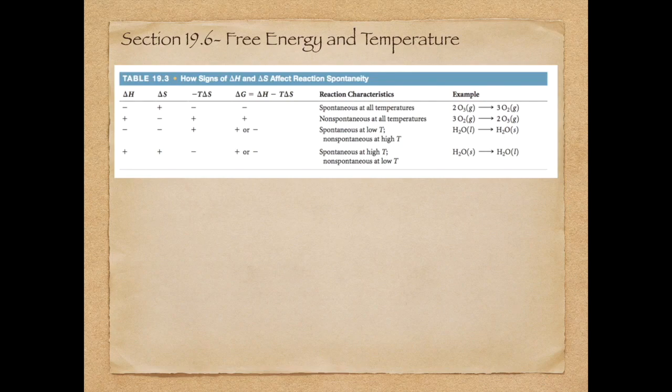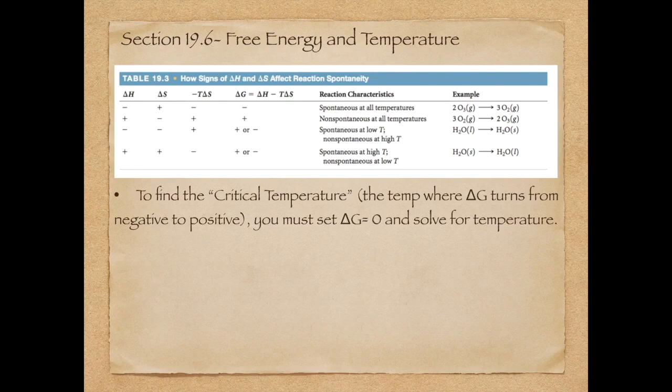In contrast, if your delta H is positive and your delta S is positive, then if your temperature is very, very large, your delta G will be negative, meaning it's going to be spontaneous. But if you have a very low temperature, your delta H is going to take over, which means the equation is going to produce a positive delta G, and therefore your reaction is going to be non-spontaneous. So to find the critical temperature, the temperature where delta G goes from positive to negative or negative to positive, you have to set your delta G equal to 0 and then solve for your temperature.